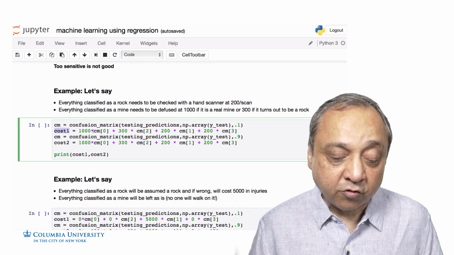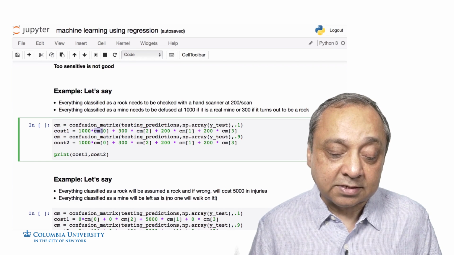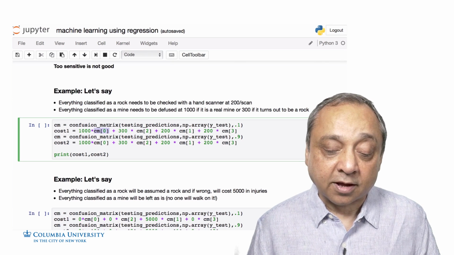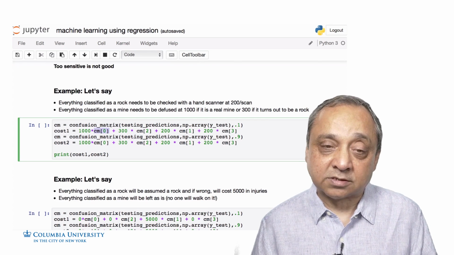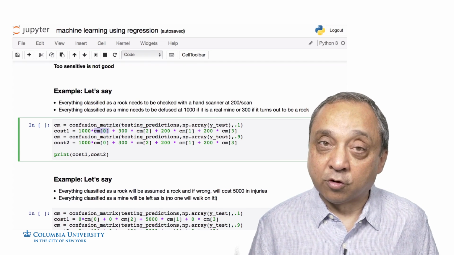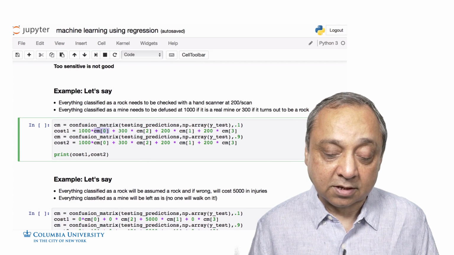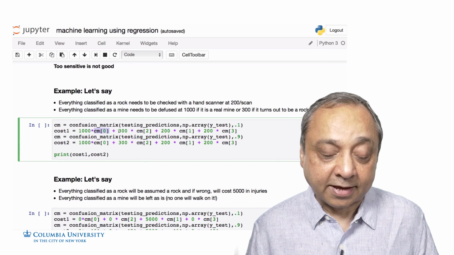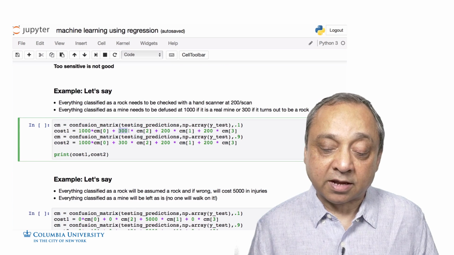So the true positive rate is CM0. The confusion matrix will return the true positive rate at CM0, and that tells us that something is a mine when it is actually a mine. So that's $1,000. We're going to go and test it, right? So it's going to be $1,000. Then the next is the false positive rate, which tells us that something's a mine, but it's not a mine.